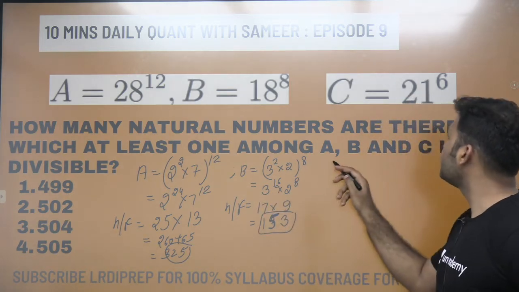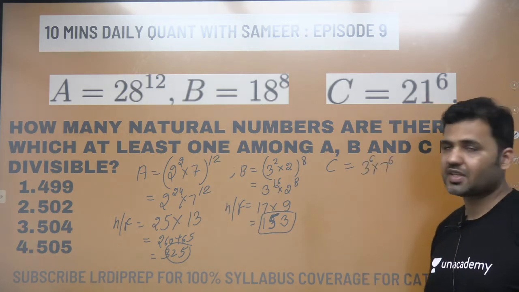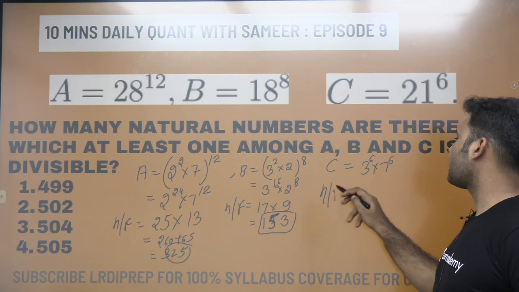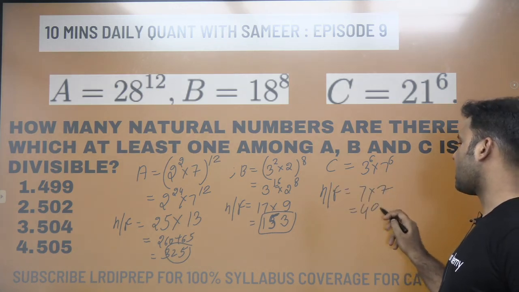And if you look at the number C here now, C is 3 into 7 power 6. So 3 is 3 power 6 into 7 power 6. Now the number of factors of C would be 7 into 7. That means total 49 factors, right?